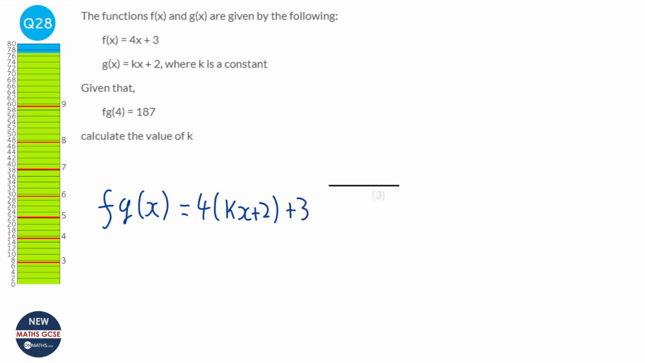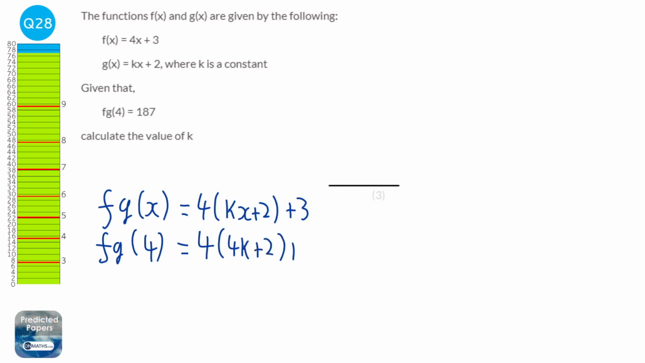And then plus 3. Now this says that fg, when 4 is put into it, gets an answer of 187. So when 4 is put into it, well, let's put that 4 into it. So 4 brackets, and it's k times 4, so that's 4k, plus 2, plus 3. And it says that that will equal 187. So we've actually got something we can solve here.